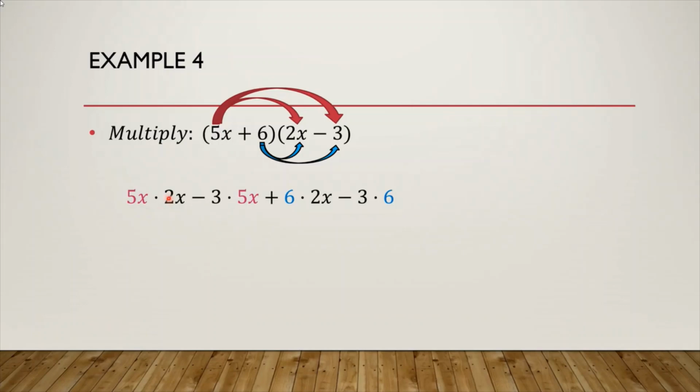And then combine where you can. So 5x times 2x is 10x squared. Negative 3 times 5x is negative 15x. 6 times 2x is 12x. And then negative 3 times 6 is minus 18. Now combine like terms. So I can combine these middle terms. Negative 15x plus 12x would give me negative 3x. Bring everything else down. They're unlike terms, so you're done.